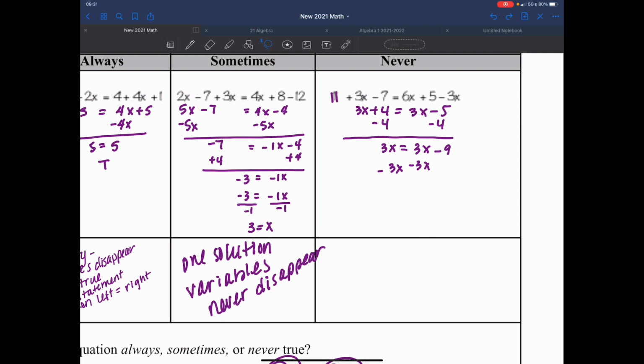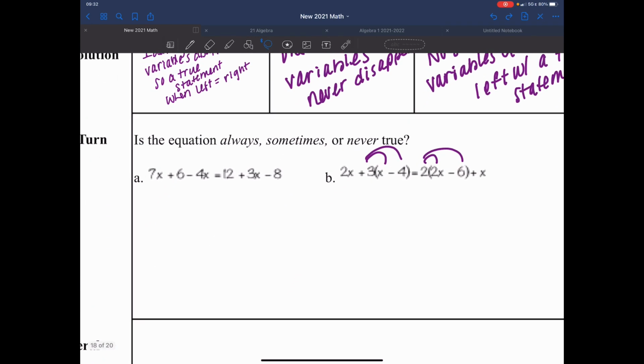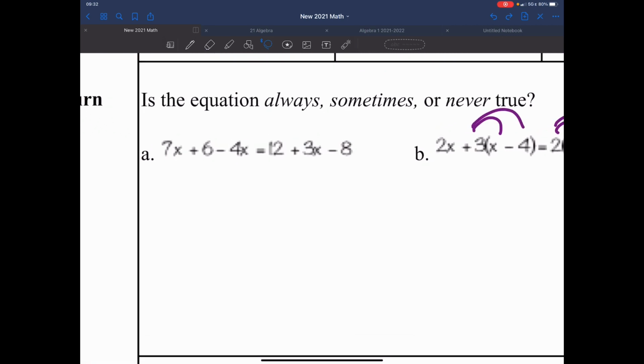I want to get rid of the variables, so I subtract 3x from both sides. And so I get 0 equals negative 9. So this is a case where the left doesn't equal the right. So no solution is our answer. And the variables disappear, so we're left with a false statement. All right, so it said, is the equation always, sometimes, or never true? This is your turn, and we're going to work this out together.